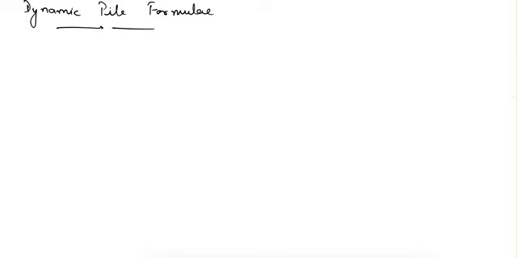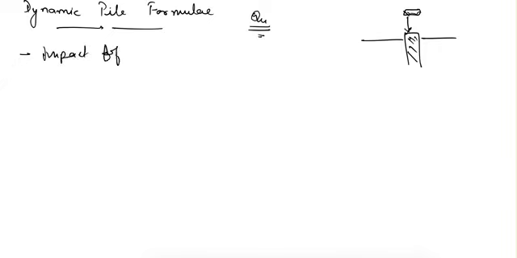Let's see the dynamic pile formula now, which can also be used to find out the ultimate pile load capacity. In this case, we apply impact kind of loading. A hammer will be dropped on the pile, and that way we will find the ultimate pile load capacity. These formulae are based upon the impact of two free elastic bodies.